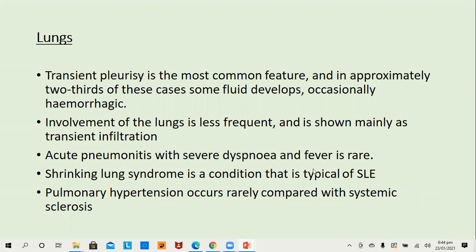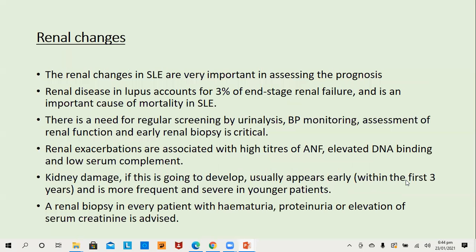Lungs. The transient pleurisy is the most common feature, and approximately 2/3 of the cases have some fluid development. Occasionally, this fluid may be hemorrhagic. Involvement of lung parenchyma is less frequent. Acute pneumonitis with dyspnea and fever is a rare entity in SLE. Shrinking lung syndrome is a condition that is typical of SLE, but it is rare. Pulmonary hypertension occurs rarely as compared to systemic sclerosis. So remember, in collagen vascular diseases, lungs are involved more frequently in systemic sclerosis and less frequently in SLE.